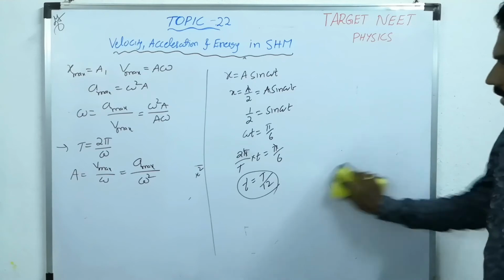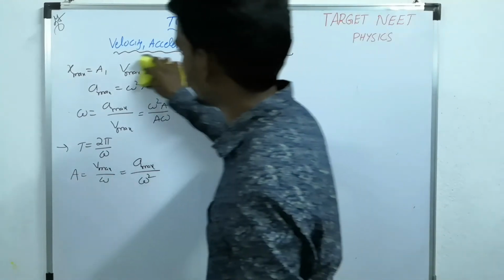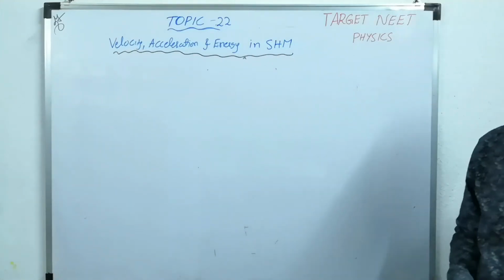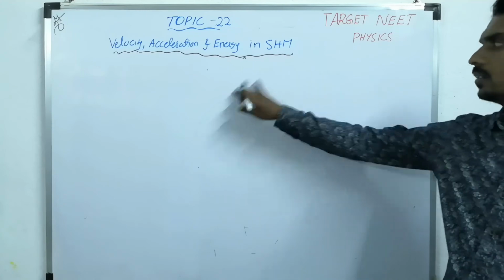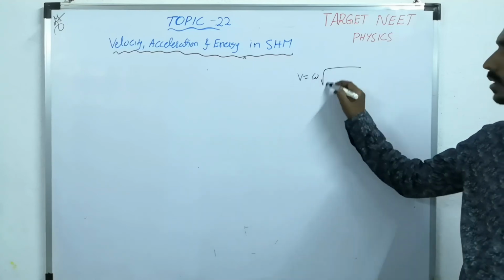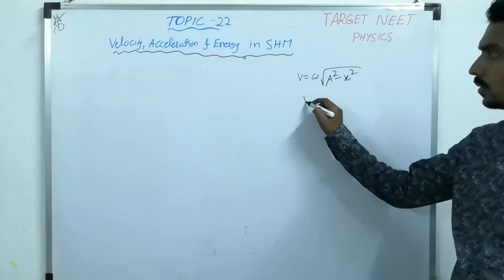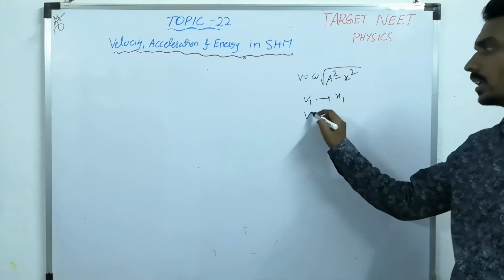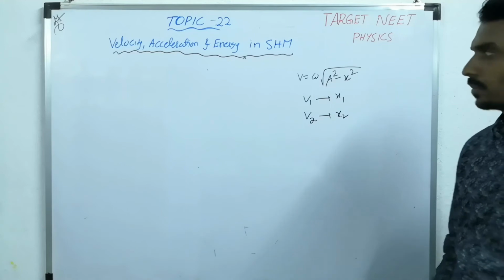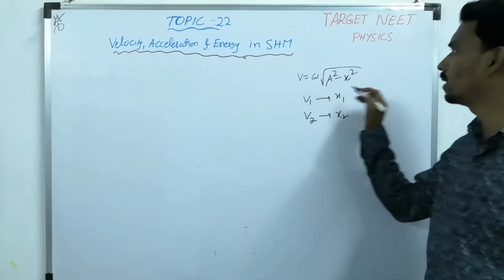Similarly, let us consider energy. Before that, let us take one question related to velocity also. Now, what is the velocity equation? Omega under root a square minus x square. They can give velocity at one position, they can give velocity at another position. Then they can ask you to compare, or they can ask you to get amplitude from here. How do you get it?